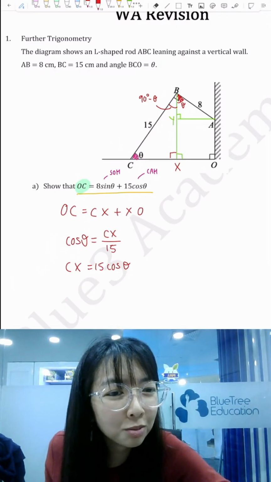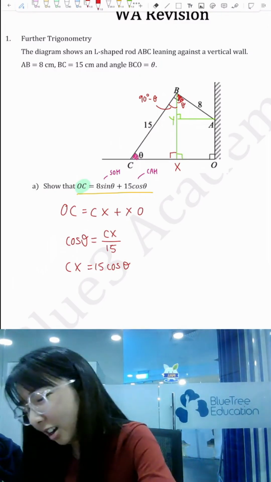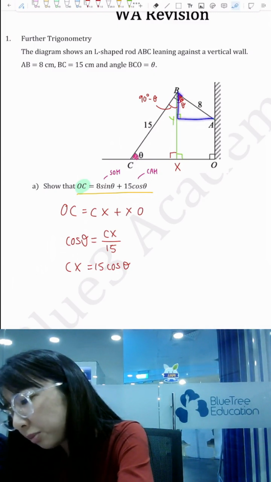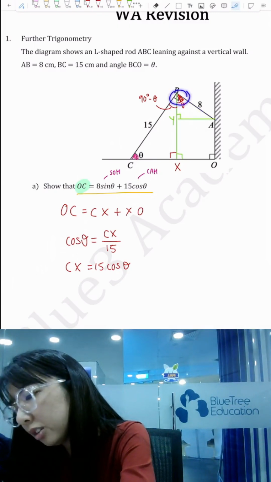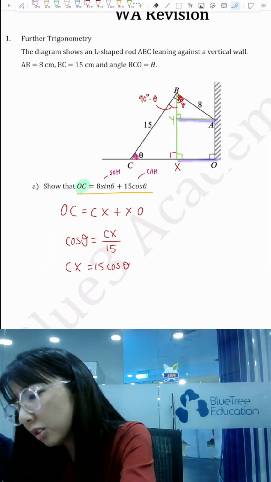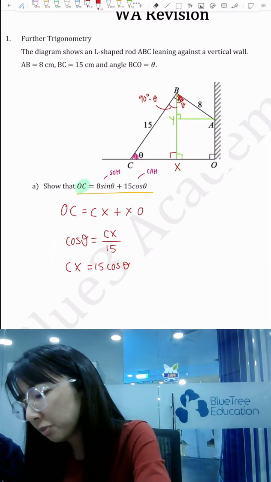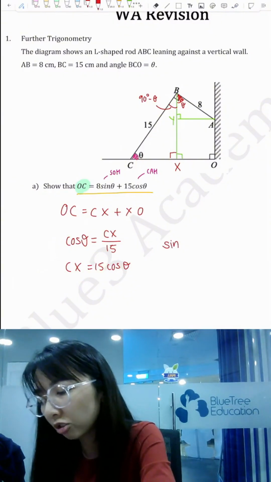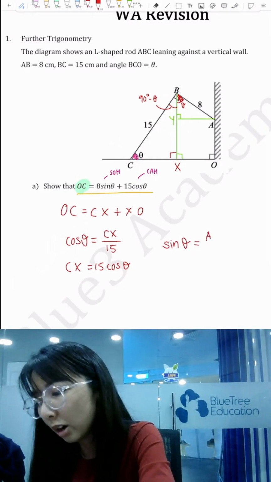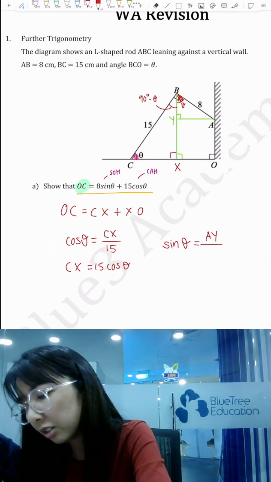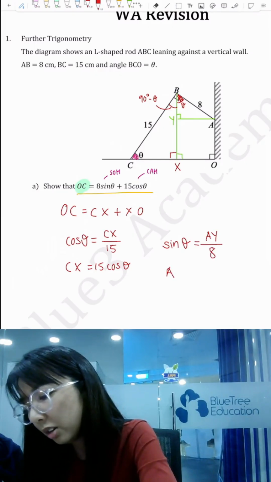Now the next one, I'm going to use this triangle here. Then I have my theta here, so this is the same as this. OX is the same as AY. So this is my opposite. Here, I use sine because I'm using opposite and hypotenuse, so it's O over H. Sine theta is AY over 8. So AY equals 8 sine theta.